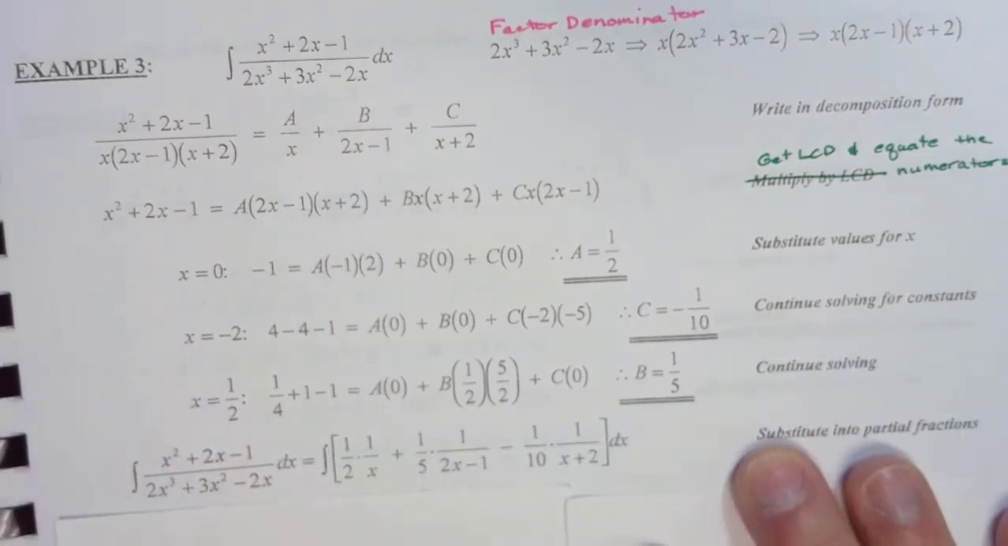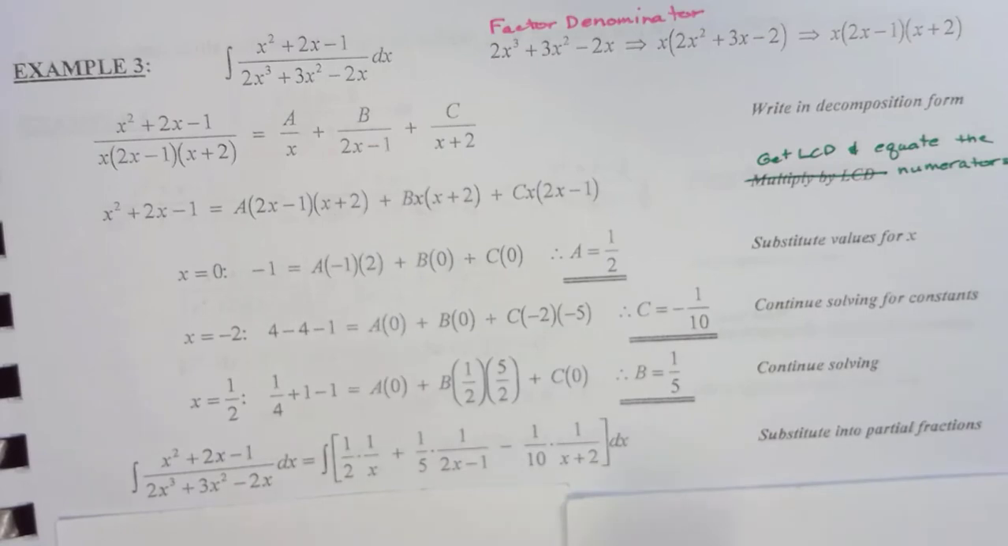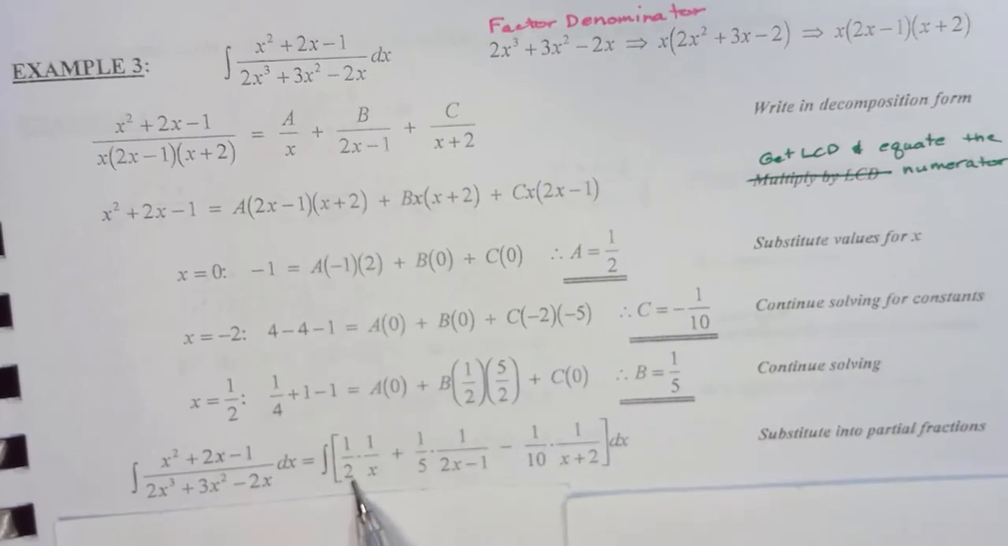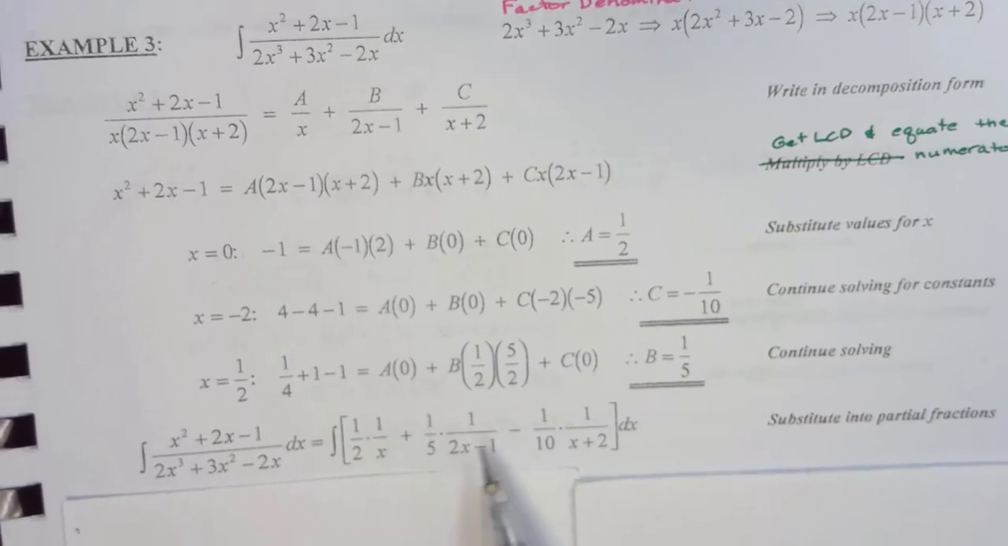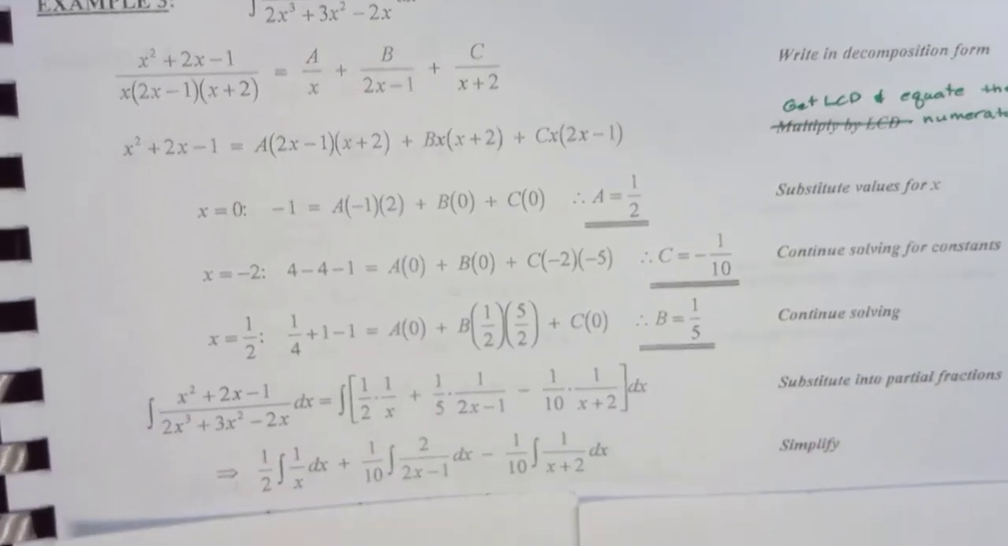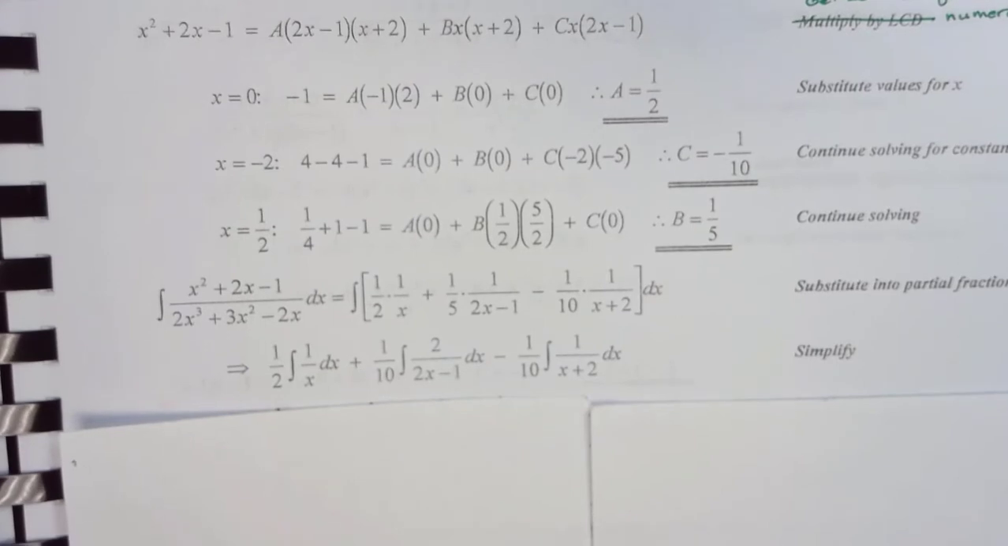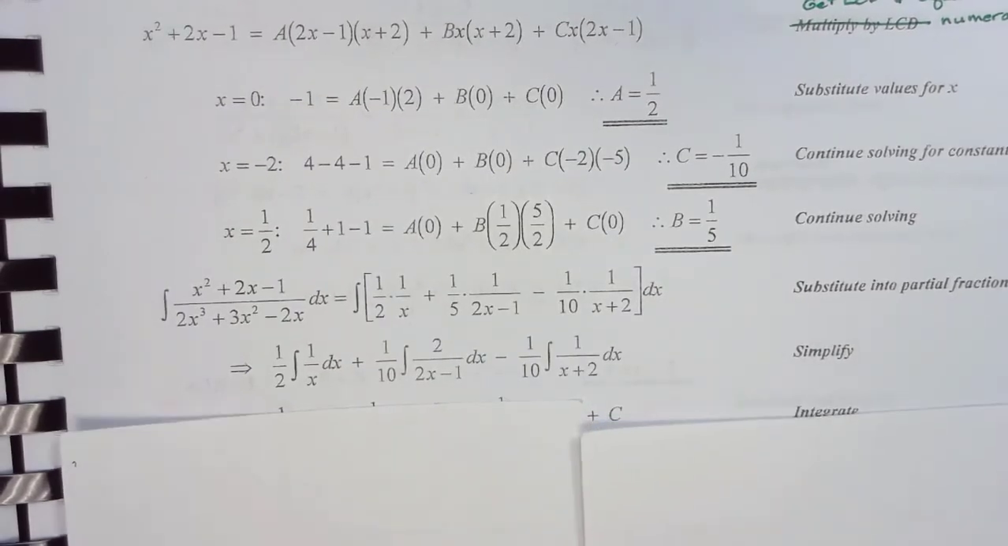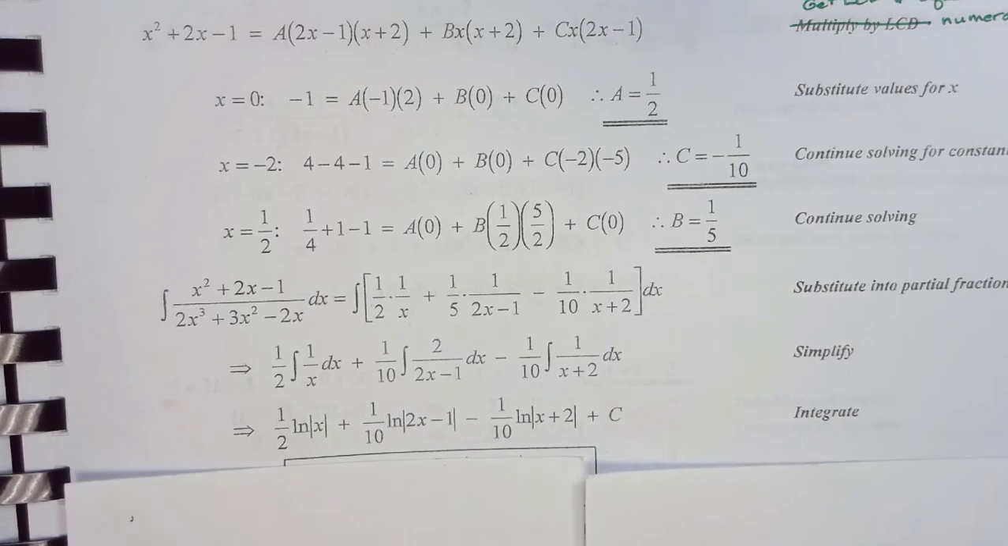Now we're going to rewrite all the fractions. Notice that what I have done is I have thought about this as 1/2 times 1 over x, and 1/5 times 1 over 2x minus 1, and minus 1/10 times 1 over x plus 2. That's because it makes it so much easier in setting the integral up. And now that I have that set up, I can anti-differentiate each of them.